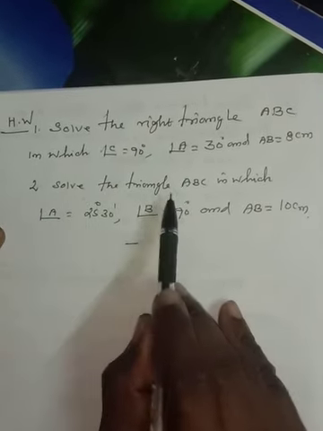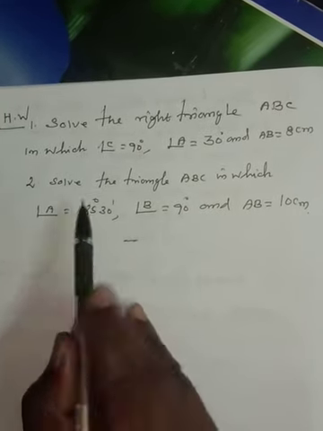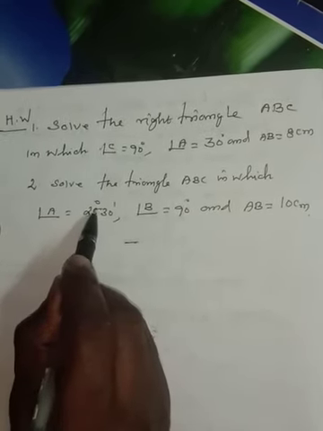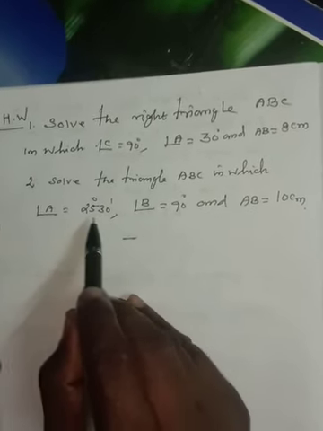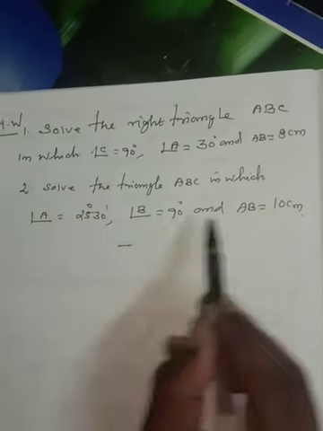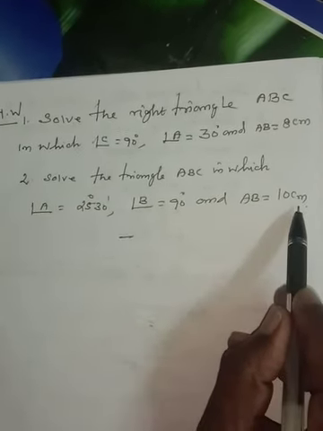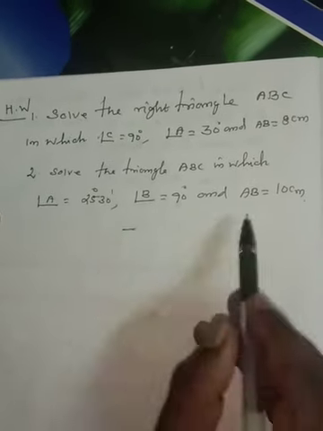Solve the triangle ABC in which angle A is equal to 25 degree 30 minutes. We know that 1 degree is equal to 60 minutes. Okay, 25 degree 30 minutes, and angle C is equal to 90 degree, and the side AB is equal to 10 centimeter. Any doubt? Reply in the message.